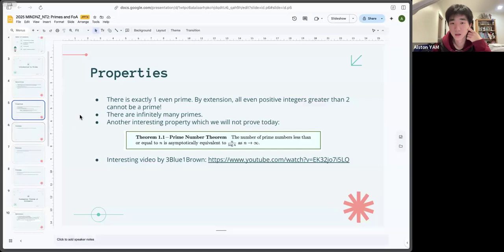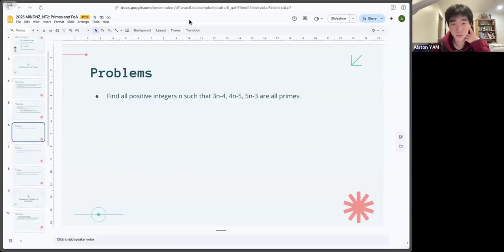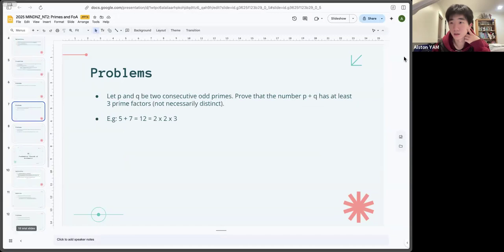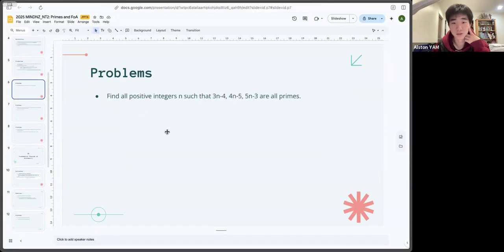Okay, let's do a problem then. We want to find all positive integers n such that 3n minus 4, 4n minus 5, and 5n minus 3 are all primes. Let's take about 2 minutes, which I think should be enough, and have a go at this problem, and then I'll go over the solutions later. Cool, we'll take 2 minutes.